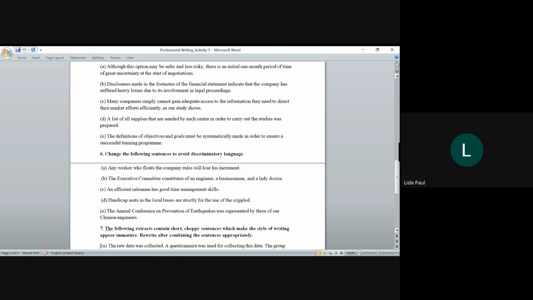Some people, the initial convention was to write his or her, but his or her is a very cluttered usage of language. You're unnecessarily putting in things that are not required when you could very well replace it with a plural pronoun, right? So his can be replaced with what? Their. Yeah, correct. Their. So any employee who flouts the company rules will lose their increment. Okay. So not his, her, or anything, lose their increment.